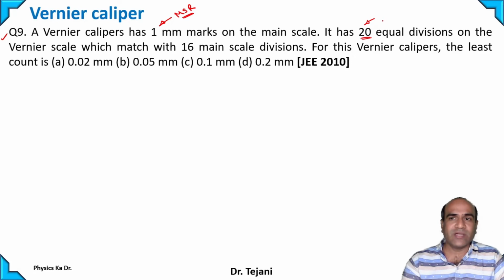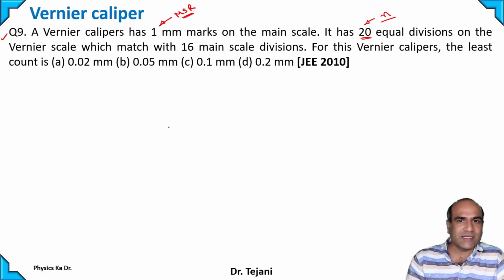So the 20 is referring to small n, the number of marks at equal distance, and here 16 is the number of marks at equal distance on the main scale, so it becomes m. For the Vernier calipers, the least count solutions and options are given. JEE 2010, this question was asked.